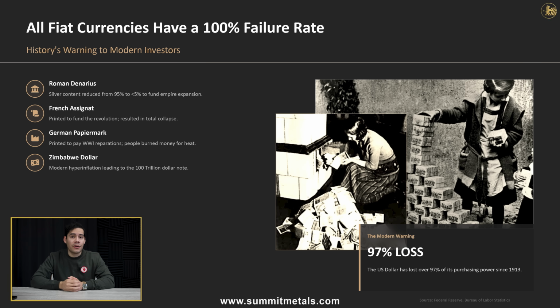Look at the French, the German, or the modern example of the Zimbabwe dollar. The pattern is always the same. Governments print money to fund spending. The currency loses all trust and it fails.